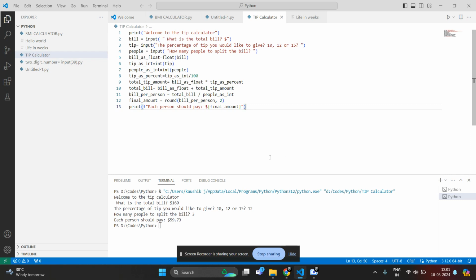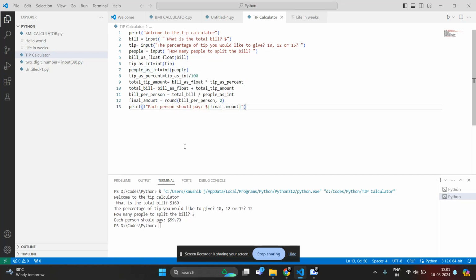And so I have taken them to assign them in a mathematical order. I have taken the bill as float, because the bill can be a floating point number. Suppose the bill comes up to around $150.50. So we would require a floating point number to calculate the bill.